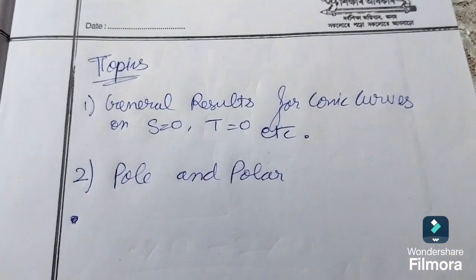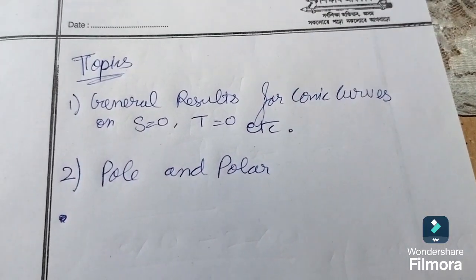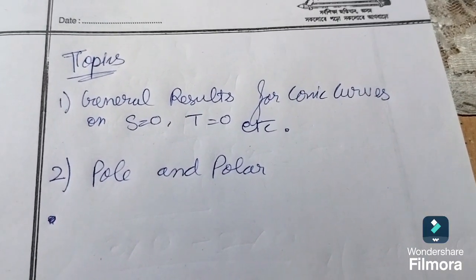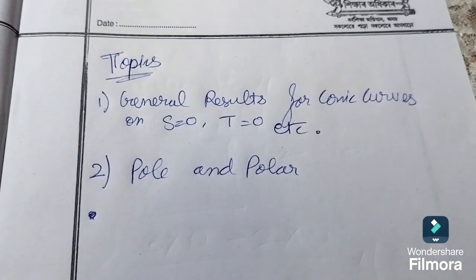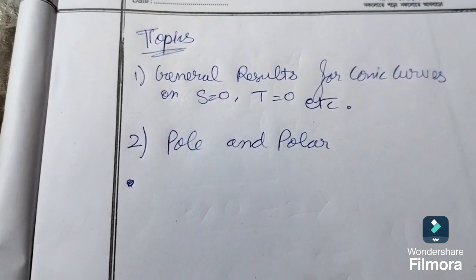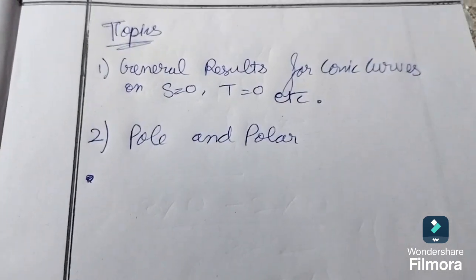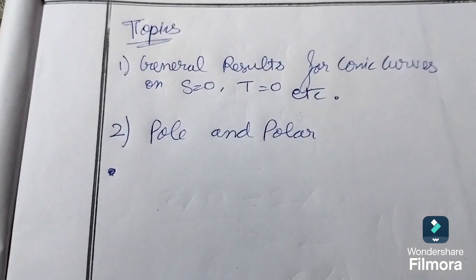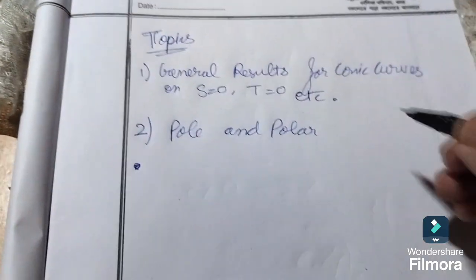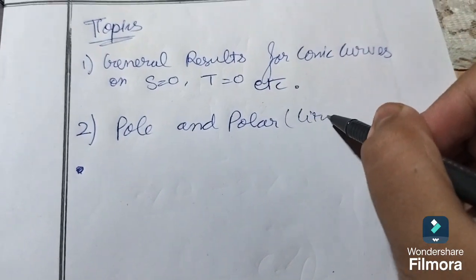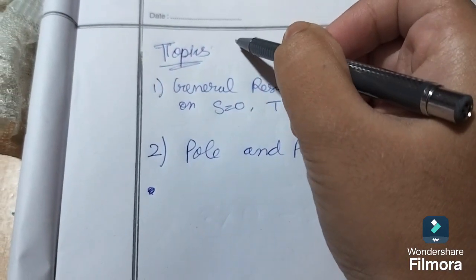So today we will discuss some general results for conic curves on S equal to 0, T equal to 0, in conic curves in general, not specific ones that we will dive into. That's the general results. And pole and polar, right, which is very important in circle. In circle it's the most important topic, and basically I am covering it here for circle.